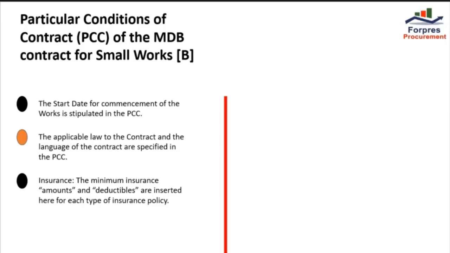Insurance. The minimum insurance amount and deductibles are inserted here for each type of insurance policy. Site data and the site possession date or dates are specified in the PCC, that is, the date when the contractor will be given access to the site or to the various parts of the site, particularly in case of sectional completion.